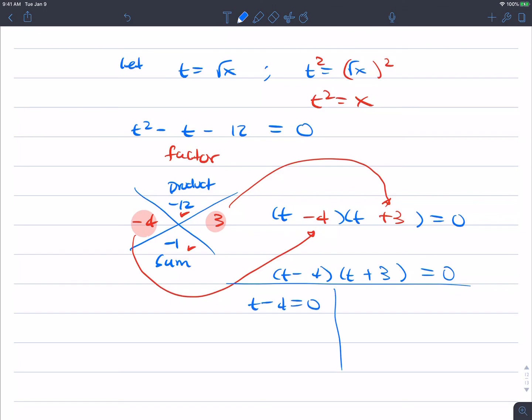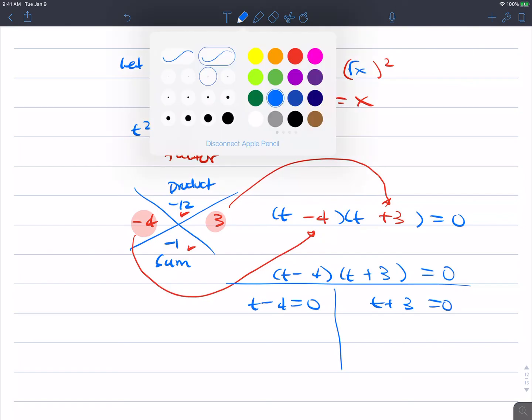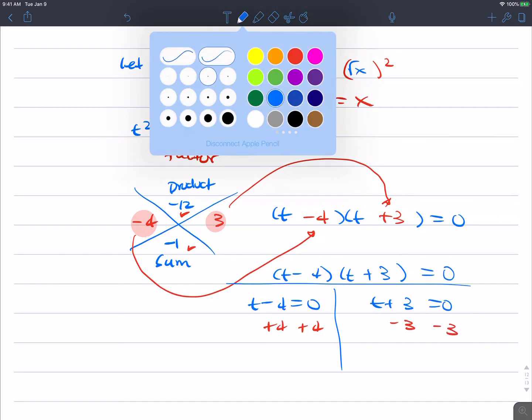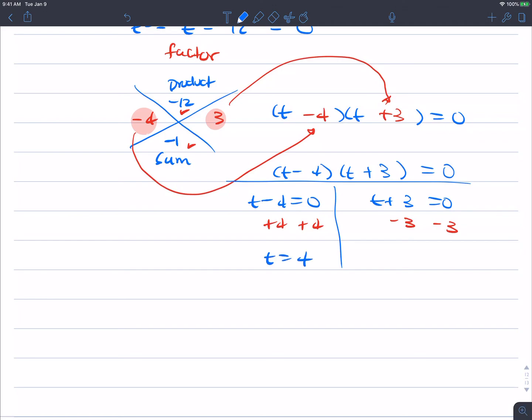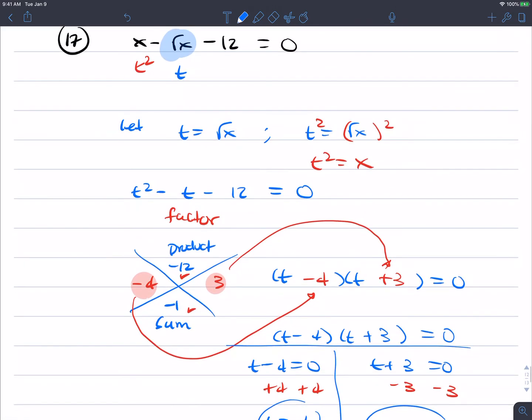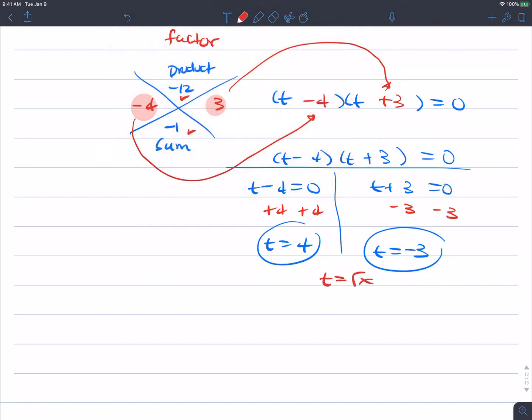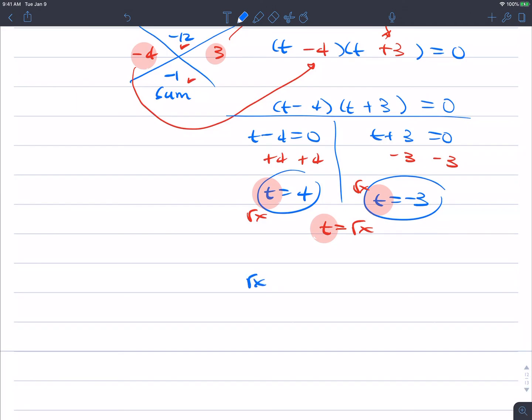We get t minus 4 is 0, and t plus 3 is 0. You add 4 to both sides, and we subtract 3 from both sides. And we end up now with t being positive 4 and t being negative 3. So then the question is, again, what is t? And t here is the square root of x. This t is the same as this t, which is the same as that t. Which means this is the square root of x, and this is the square root of x. So we now have the square root of x is 4, and the square root of x is negative 3.